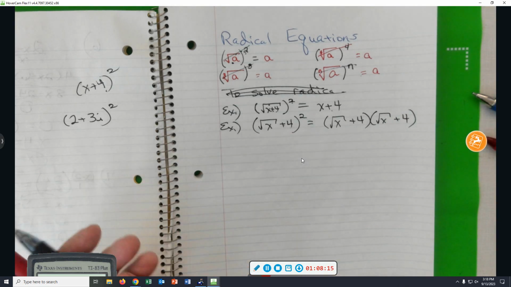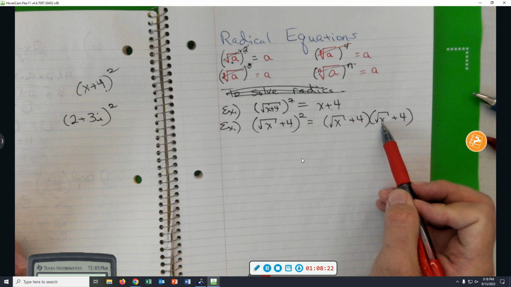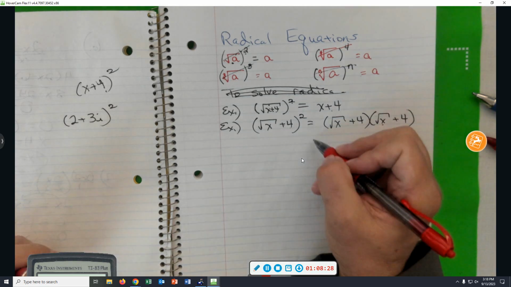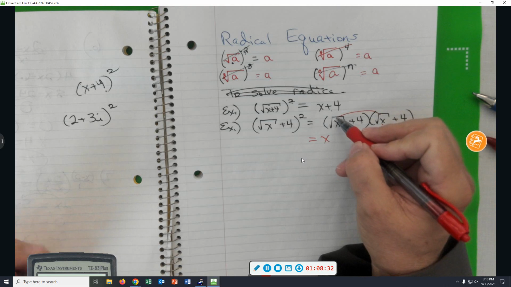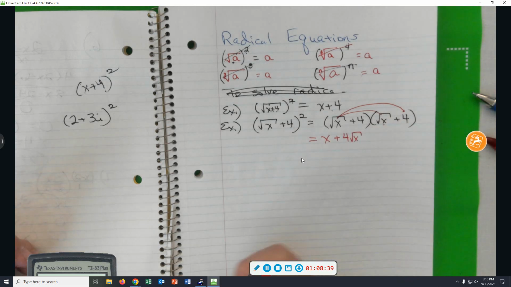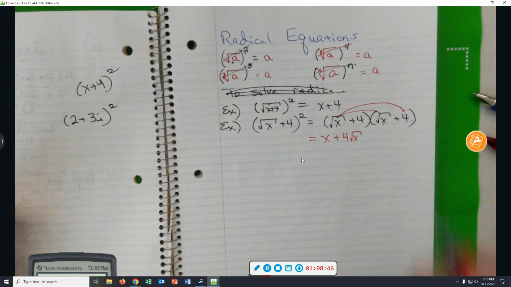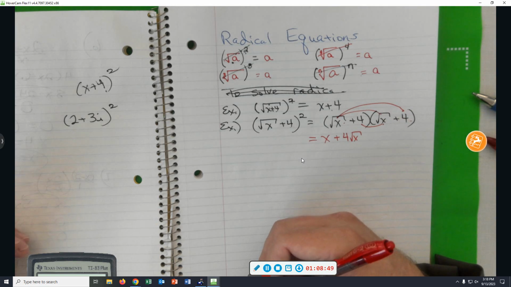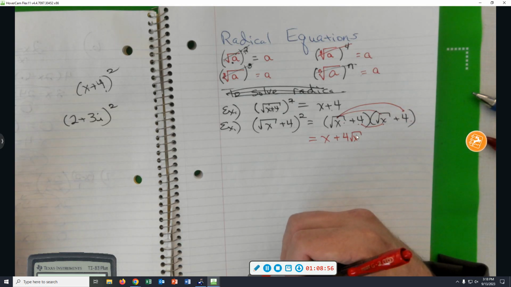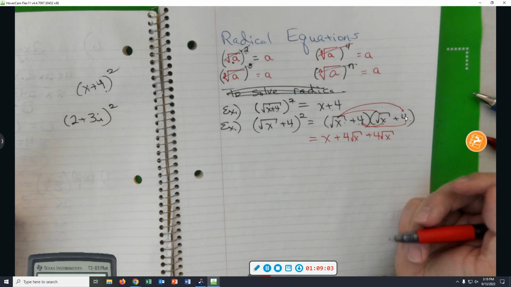That might happen in these problems. And, well, let's start FOILing it out. The square root of x times the square root of x. That's like the square root of x squared. What's that going to give me? First, x, okay. The square root of x times 4 gives me a plus 4 times the square root of x. Nothing we can do to simplify that, just the square root of x times 4 is 4 times the square root of x. You tell me what the inner product is. 4 times the square root of x is another 4 times the square root of x.